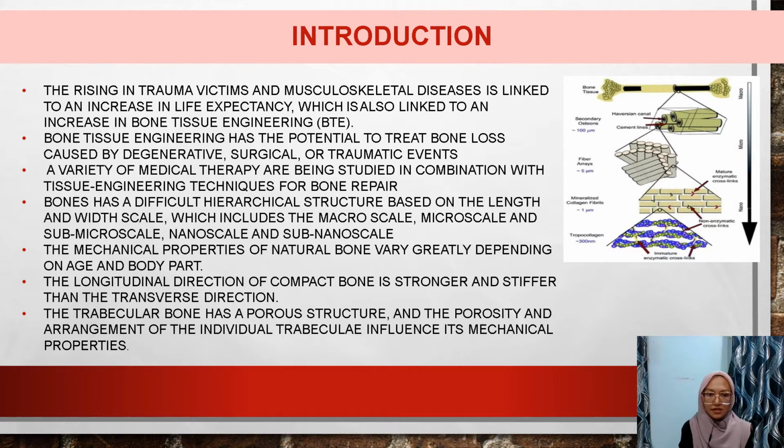Bone has a difficult hierarchical structure based on length and width scale, which includes the macro scale, micro scale, sub-micro scale, nano scale, and also sub-nano scale. The mechanical properties of natural bone vary greatly depending on age and bone part. The longitudinal direction of compact bone is stronger and stiffer than the transverse direction. The trabecular bone has a porous structure, and the porosity and arrangement of the individual trabeculae influence its mechanical properties.